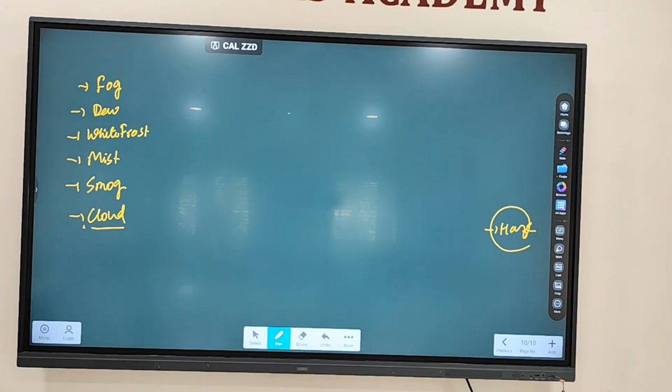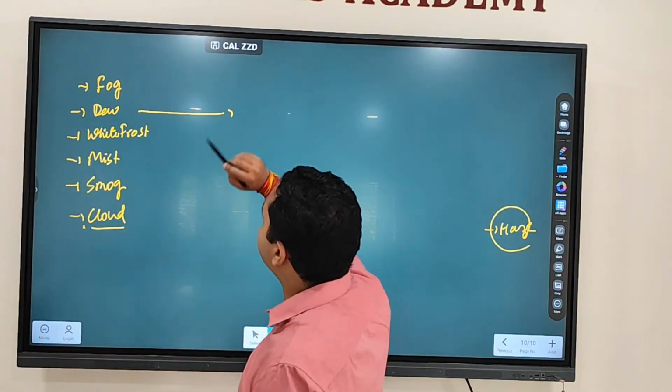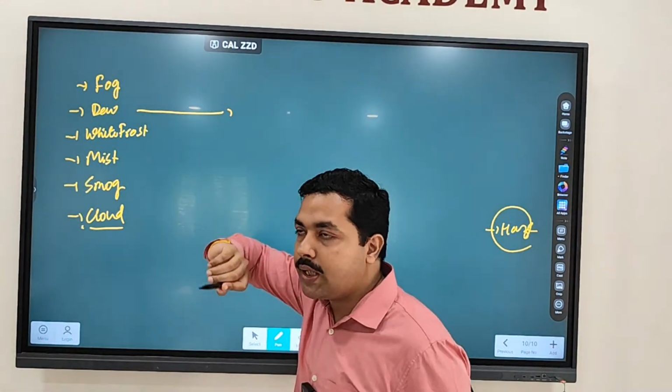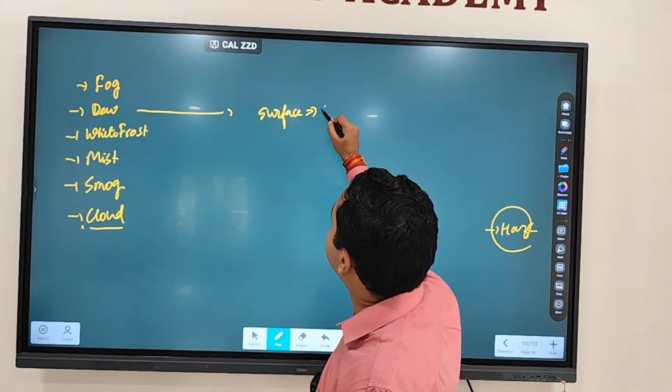Clear? So what is dew? Dew is when you see any surface which sufficiently cools down.